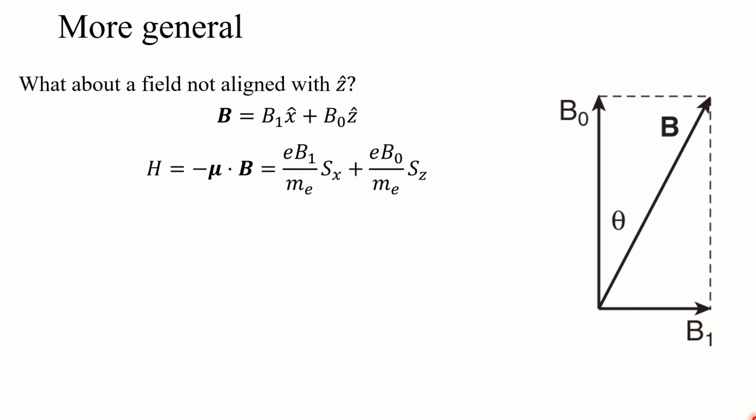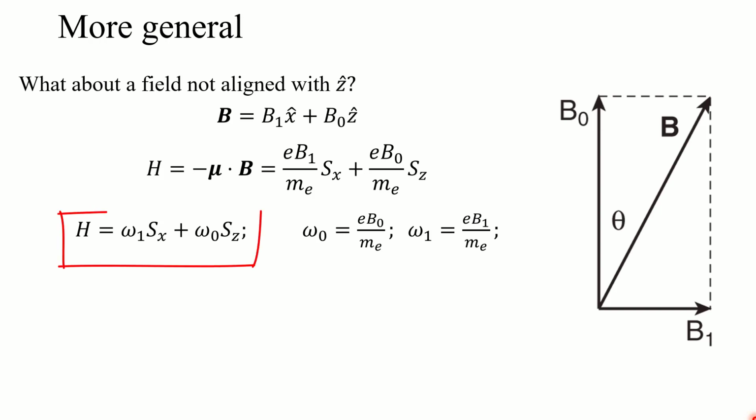The Hamiltonian is then again just that negative magnetic moment dotted with that magnetic field. Our magnetic moment is eg over 2m_e times that spin vector. So when we take that dot product, we get this in terms of the spin in the x direction and spin in the z direction. Or if we want to write that in terms of angular frequencies, we can just make those substitutions, and our Hamiltonian looks like that.